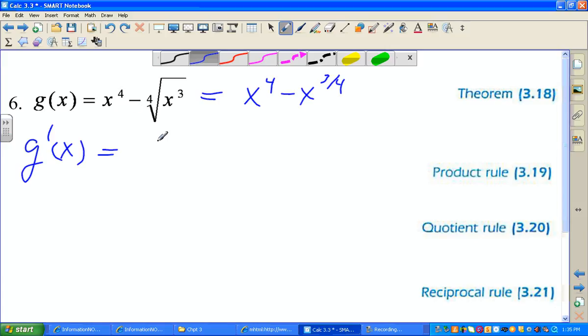So what did you get for this one? Hammer? Right. Negative 1/4. Very good. So, that's it. That's the answer.